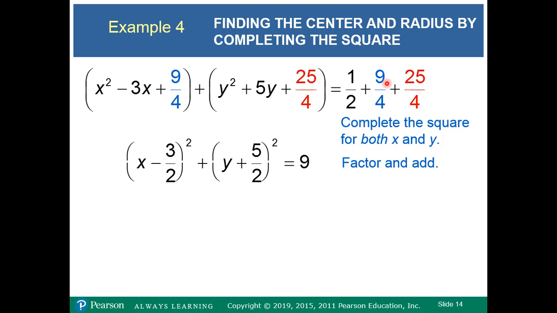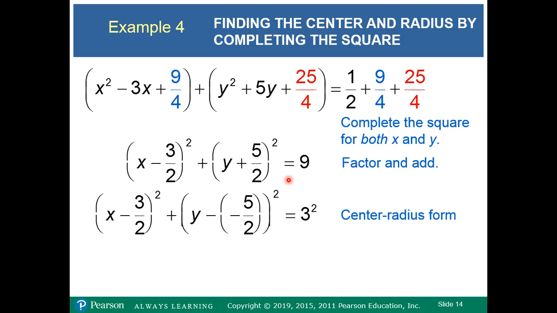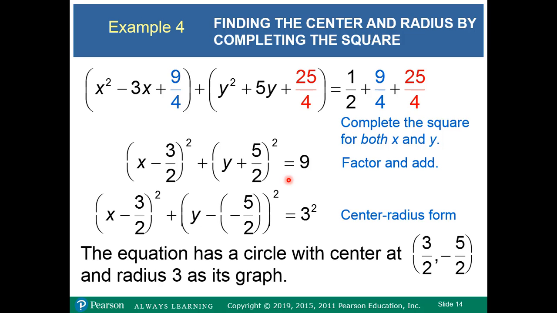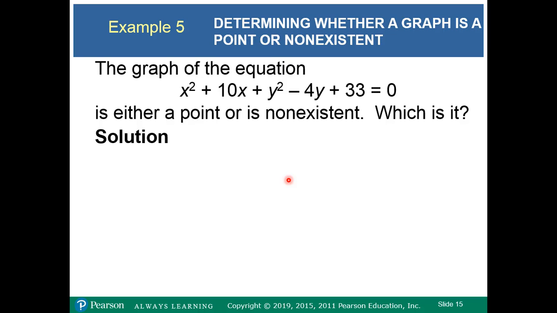And so now the center of the circle is located at (3 halves, negative 5 halves), and the radius is 3. And there you go. The graph of this is either a point or is non-existent.